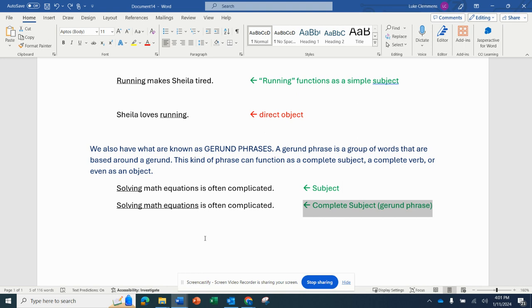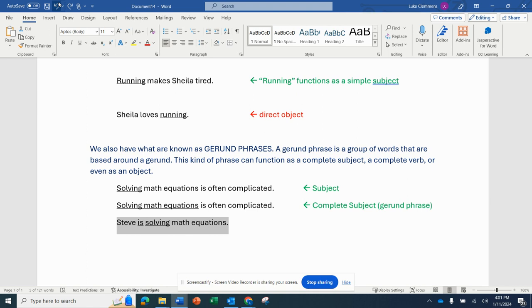If I throw it in there, look at what is deleted when I use the word it. Everything that's deleted when I use the word it, there's your complete subject. There's your gerund phrase. It is often complicated. Well, what's it? It is solving math equations.